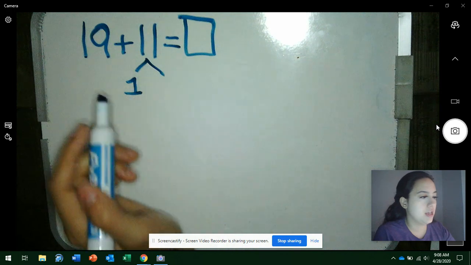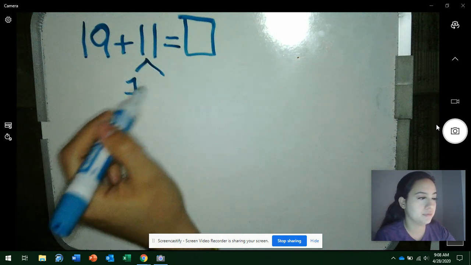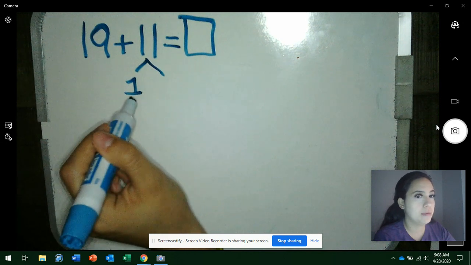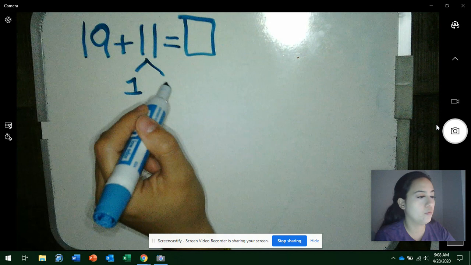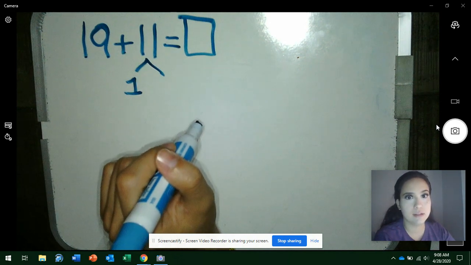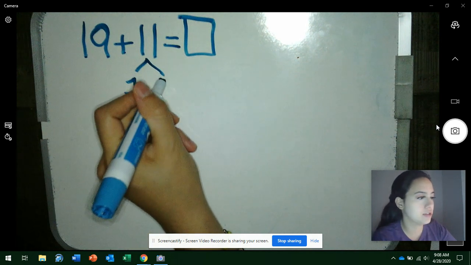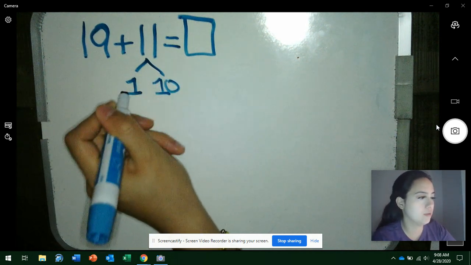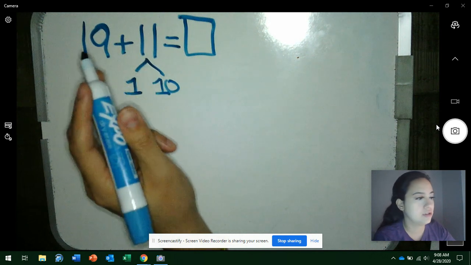So if we already borrowed 1 from 11, what would be the other part that makes 11? So 1 and what number makes 11? Get ready? 10, right? Similar to yesterday's problem. 10 and 1 make 11.